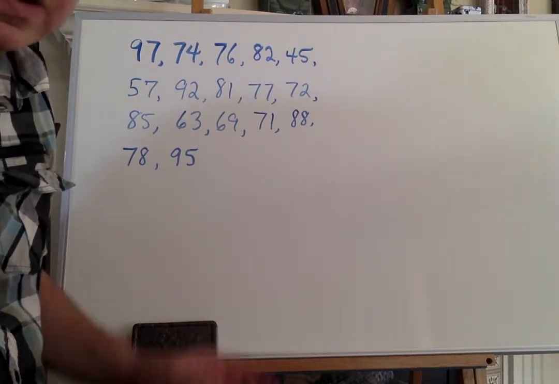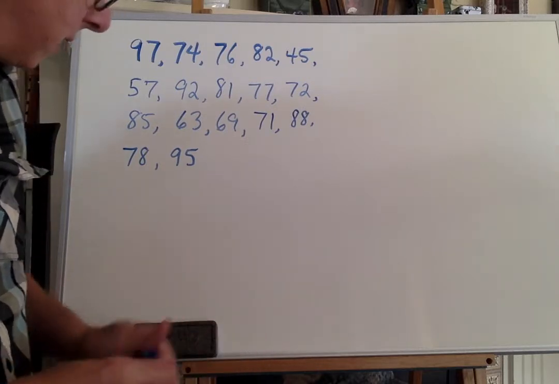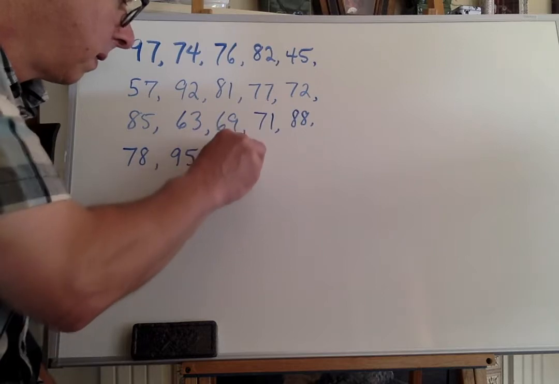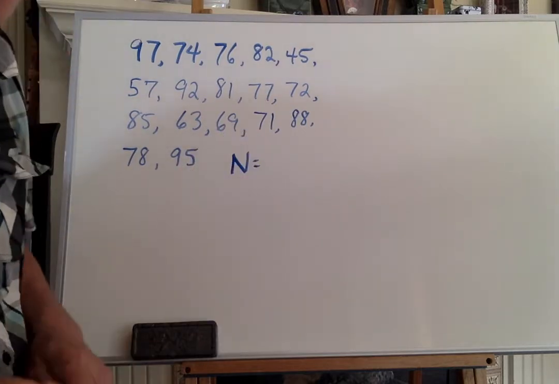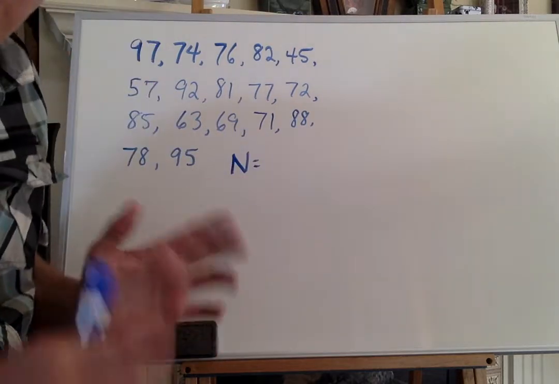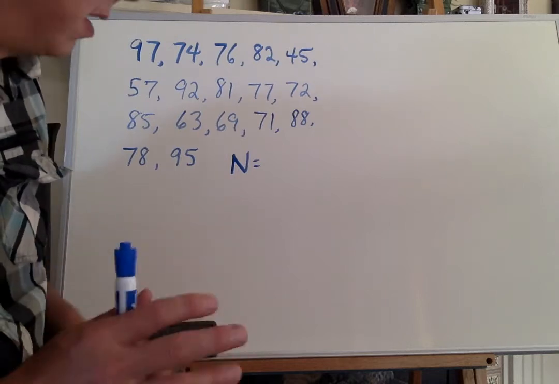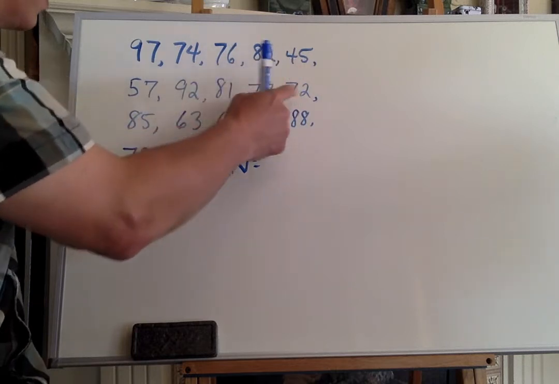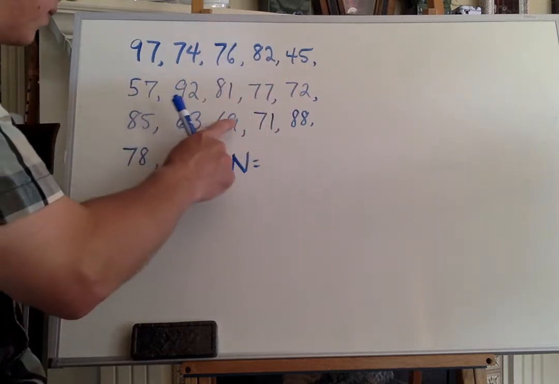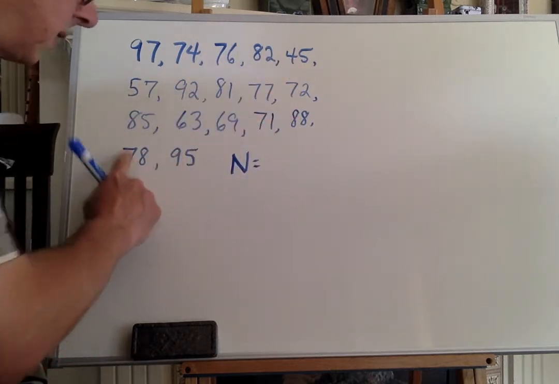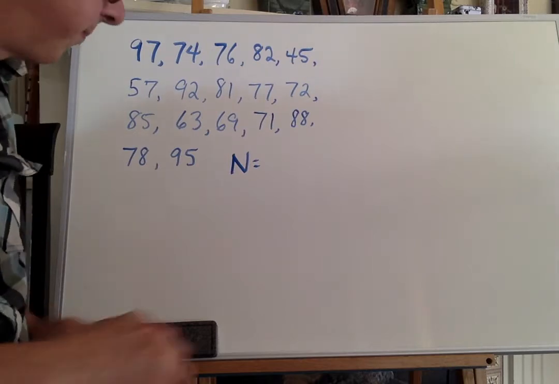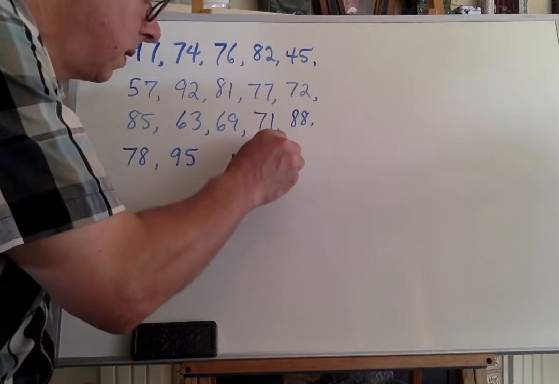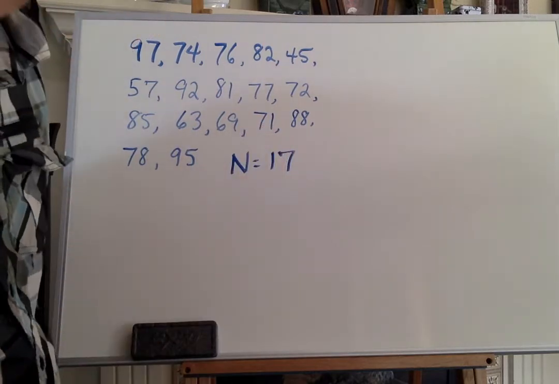One of the maybe simplest and first things we should do is talk about how many people we have. So how many people took this exam? What is the size of our data set? Well, let's take a look. 1, 2, 3, 4, 5, 6, 7, 8, 9, 10, 11, 12, 13, 14, 15, 16, 17. Okay? So 17 student exam scores. All right?